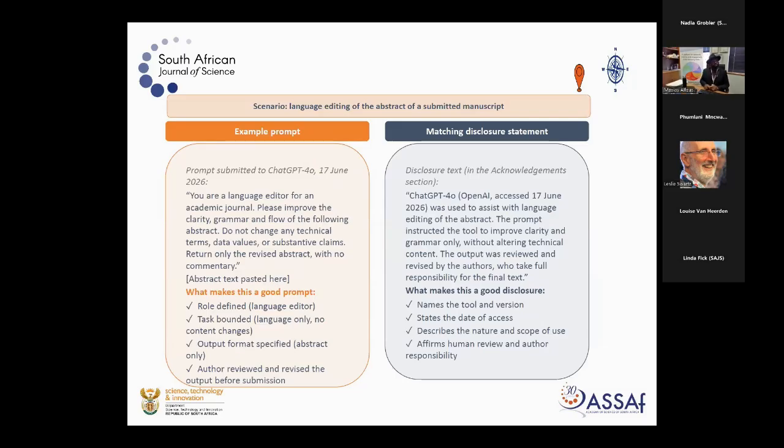I'll give you an example of a prompt, and this is a prompt submitted to ChatGPT 4.0 on 17th of June 2026. You are a language editor for an academic journal. Please improve the clarity, language, grammar, and flow of the following abstract. Do not change any technical term, data values, or substantive claims. Return only the revised abstract with no commentary. And then you paste your abstract there.